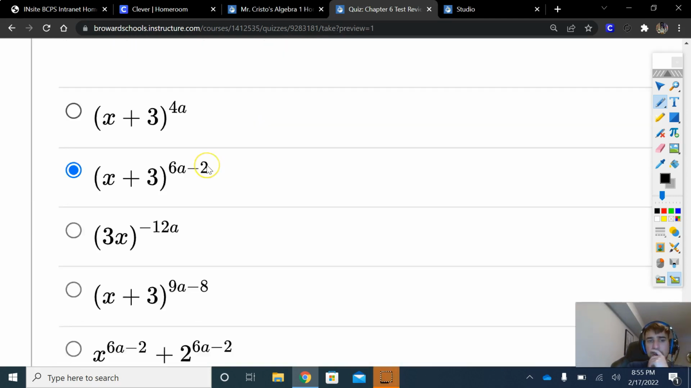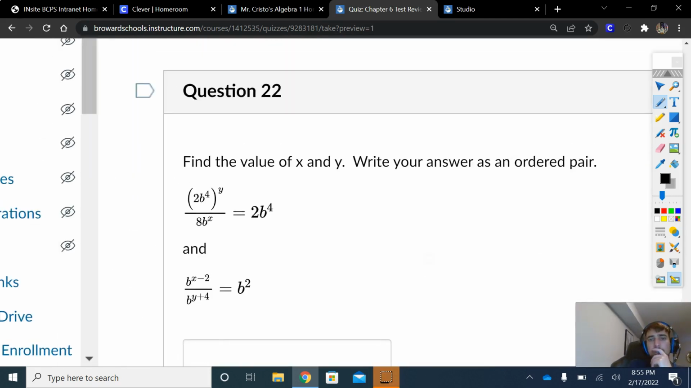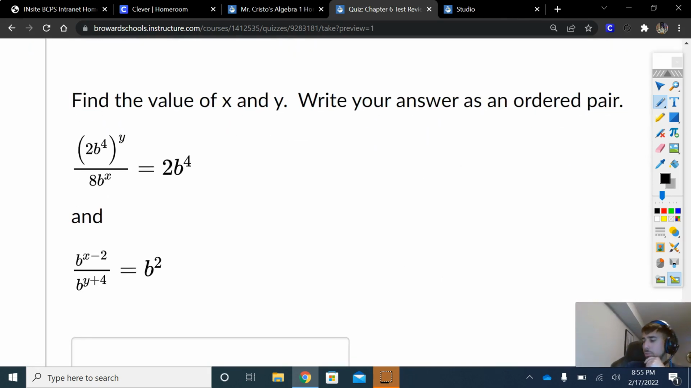They're the same bases. Okay, this is a little tricky. If you guys remember, this was your extra credit on the quiz.